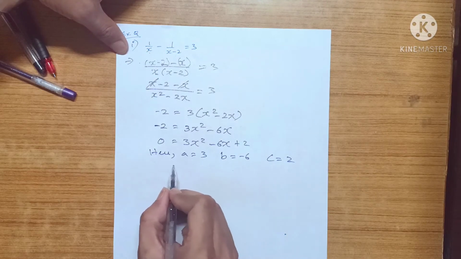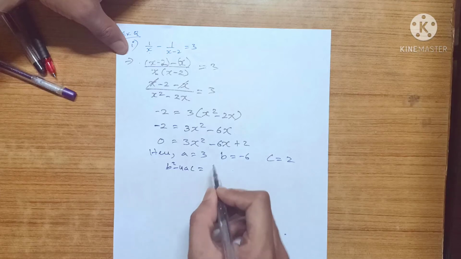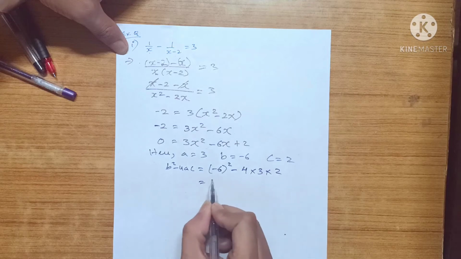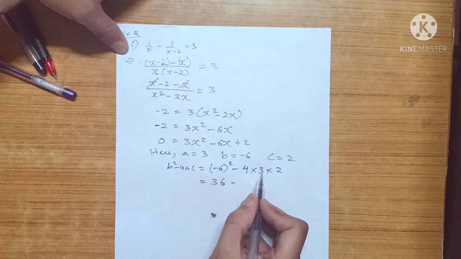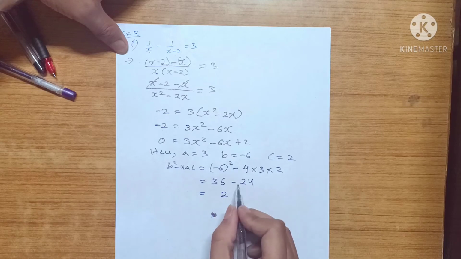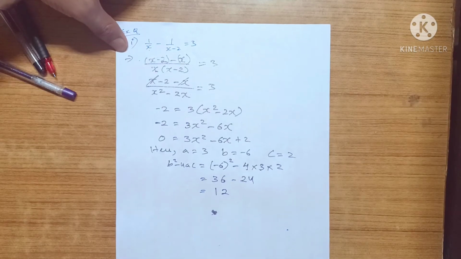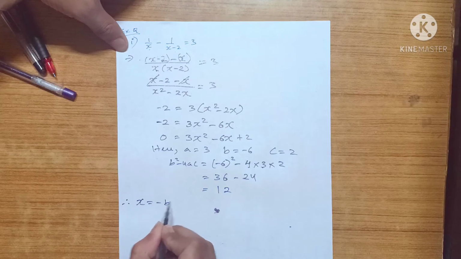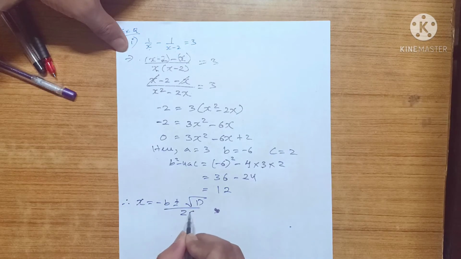So first we find out b squared minus 4ac. b in this case is 6, so 6 squared is 36, minus 4 into 3 into 2. 4 threes are 12, 12 twos are 24. Or 4 twos are 8, 8 threes are 24, yeah. So if we subtract, we're getting 12. Now we need to find x, so x equal to minus b plus minus root over discriminant by 2a. In this case b is minus 6, so minus of minus 6 plus minus root over 12.